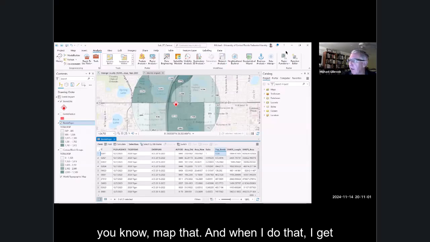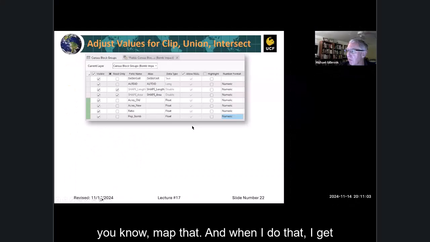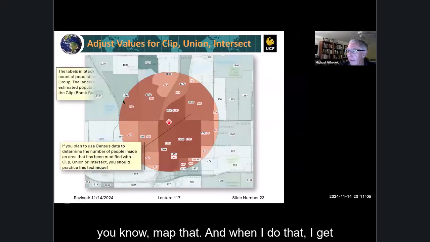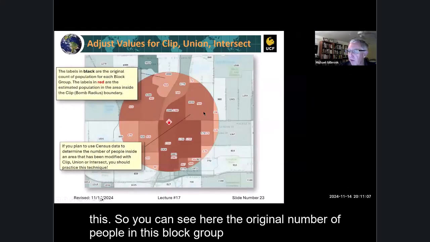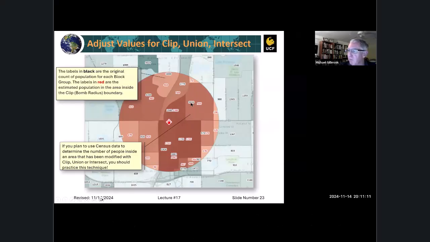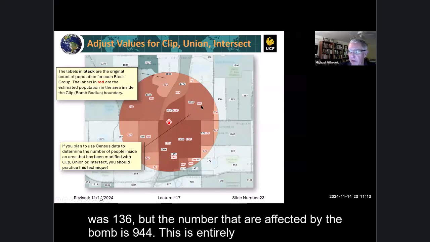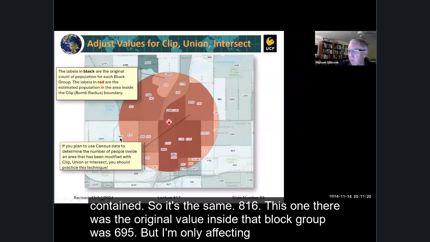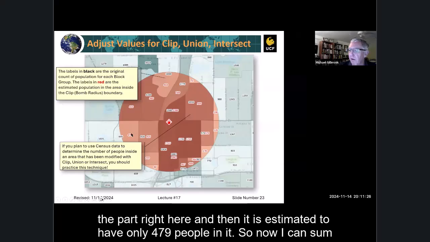And then I can map that. And when I do that, I get this. You can see here, the original number of people in this block group was 1,036, but the number that are affected by the bomb is 944. This is entirely contained, so it's the same, 816. This one, the original value inside that block group was 695, but I'm only affecting the part right here, and it is estimated to have only 479 people in it. So now I can sum that up.